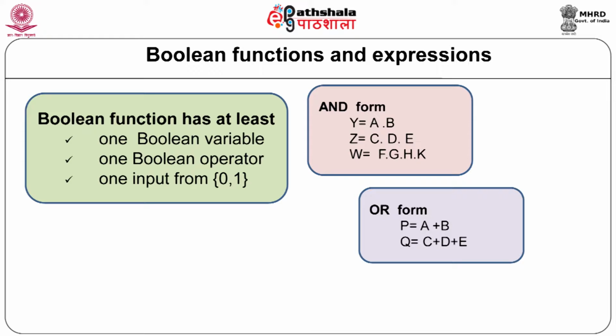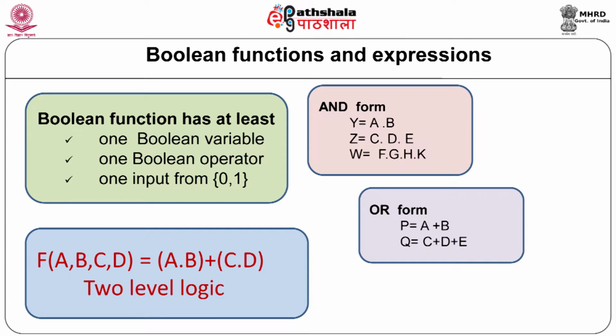The Boolean expression f as a function of 4 variables A, B, C, D could be given as ANDing of A, B, ORed with ANDing of C and D, which is shown here.